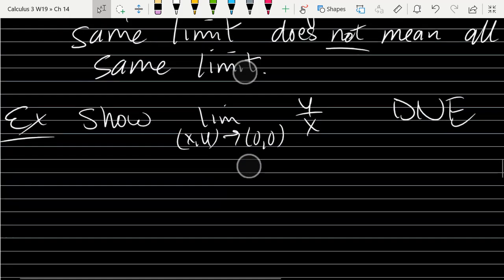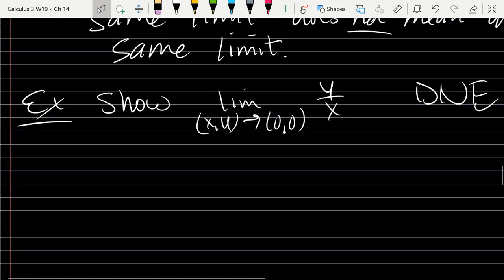Just looking at this problem, what path do you think would lead to an undefined limit? x of 0, y of t. Just make x 0. So all we're going to do is approach on the, is that x-axis or y-axis? You actually want to approach on the y-axis, forcing your x-coordinate to be 0. So you'll have undefined the entire time. So this one will actually be really easy to show does not exist.